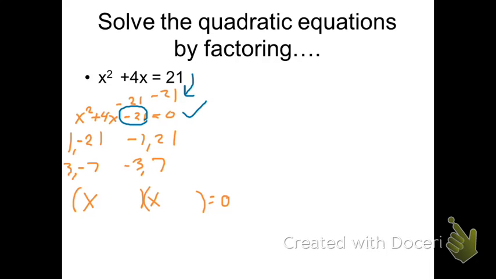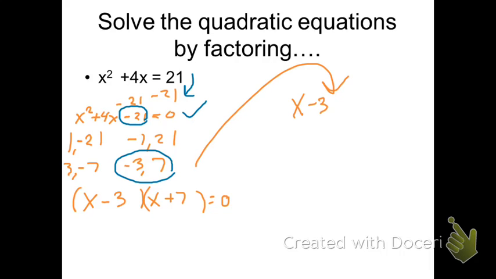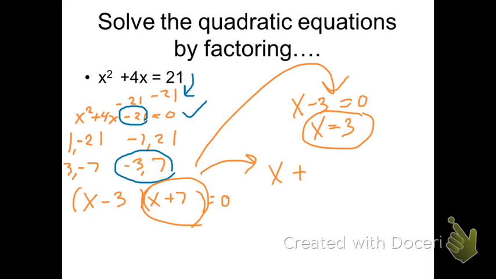So after doing some investigation, hopefully you see that -3 plus 7 gives you 4. So now we're here. x minus 3 times x plus 7 equals 0. Once you factored it, that's the hard part. The easy part is now finding the solution. So you take your x minus 3, set equal to 0, and you get x equals 3. And you also take the second factor, x plus 7, set equal to 0, and you get your other solution, x equals -7. So, those are two solutions.